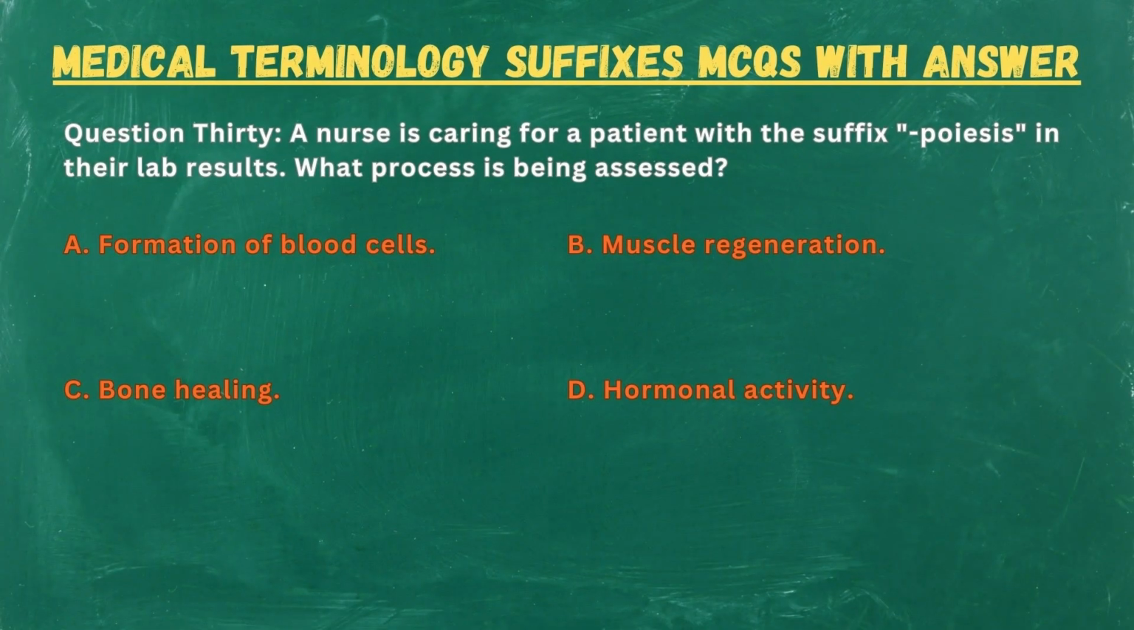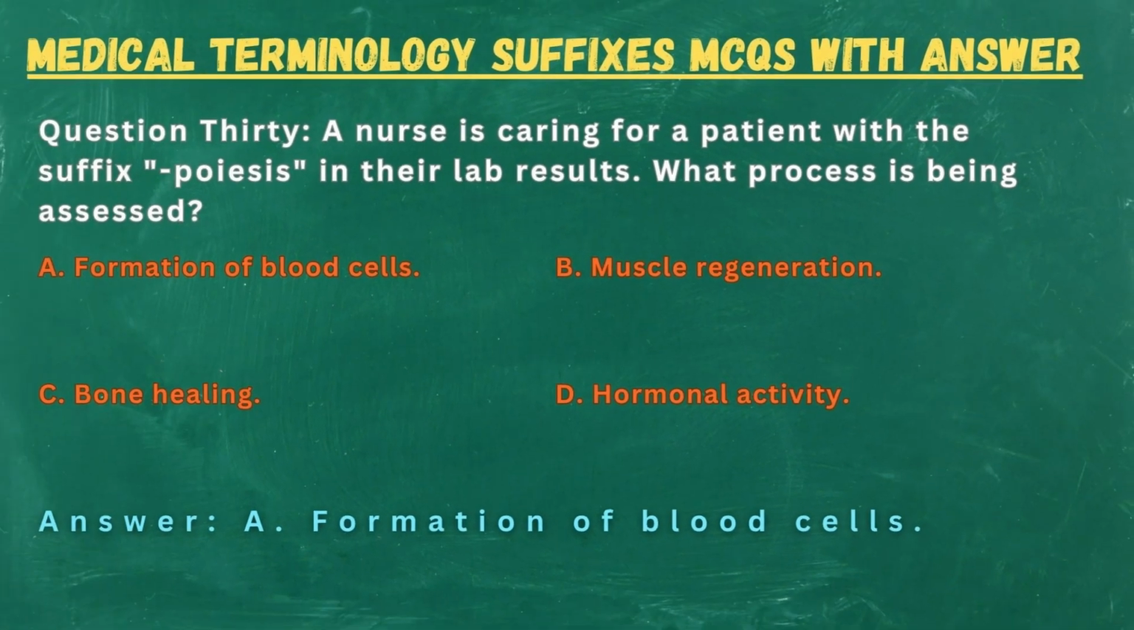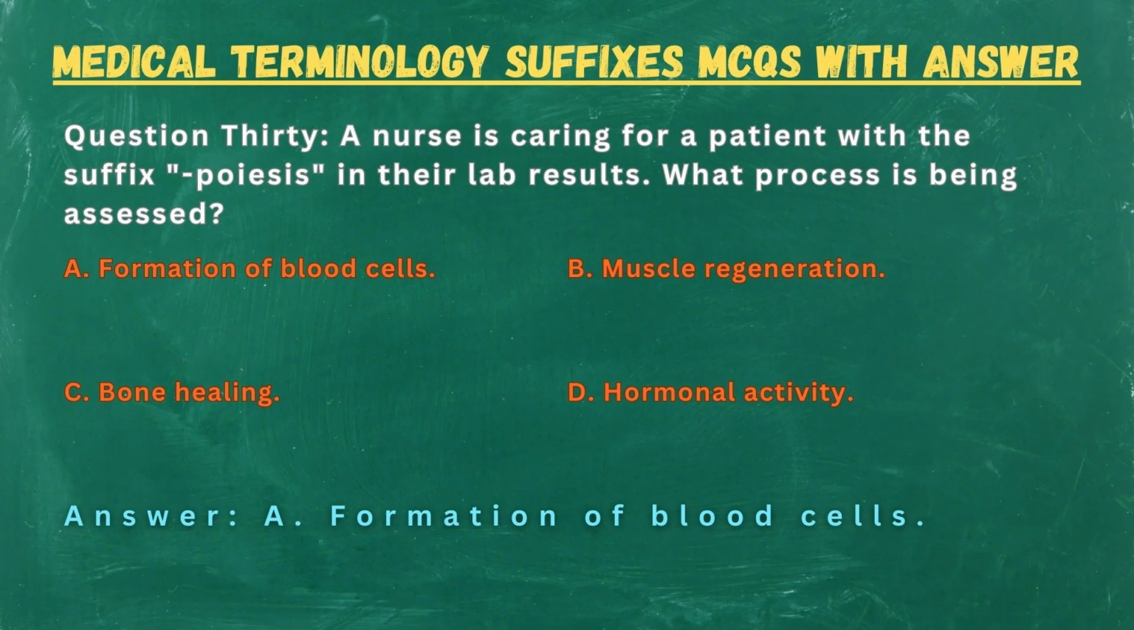Question 30. A nurse is caring for a patient with the suffix poiesis in their lab results. What process is being assessed? A. Formation of blood cells. B. Muscle regeneration. C. Bone healing. D. Hormonal activity. Answer A. Formation of blood cells.